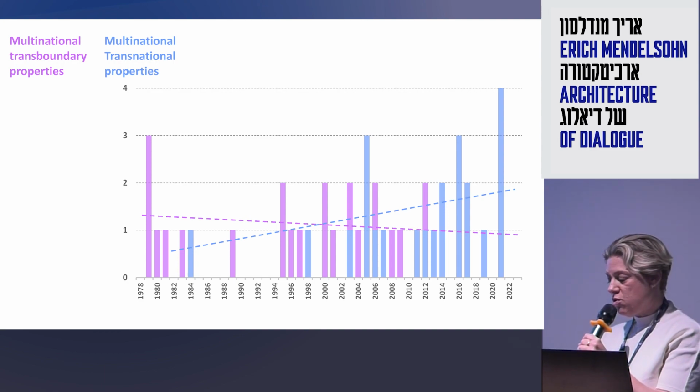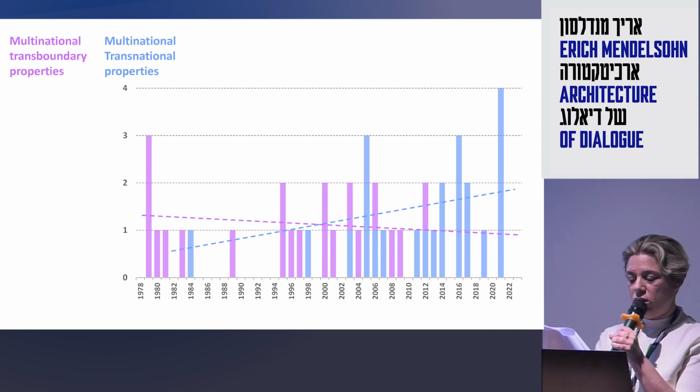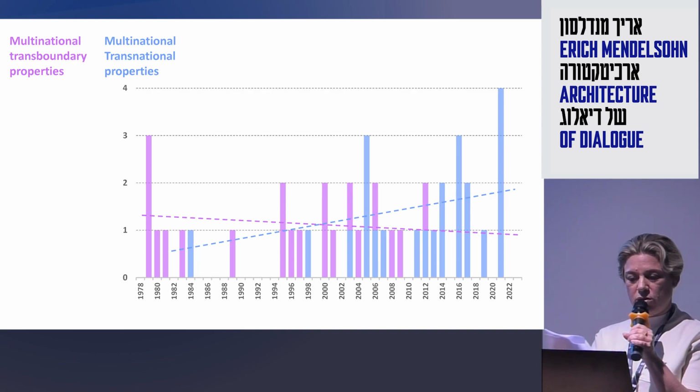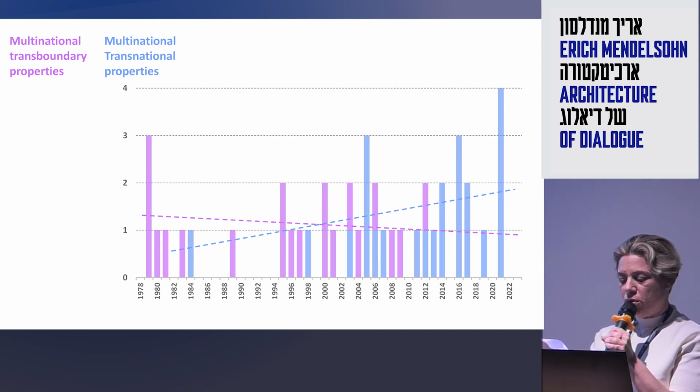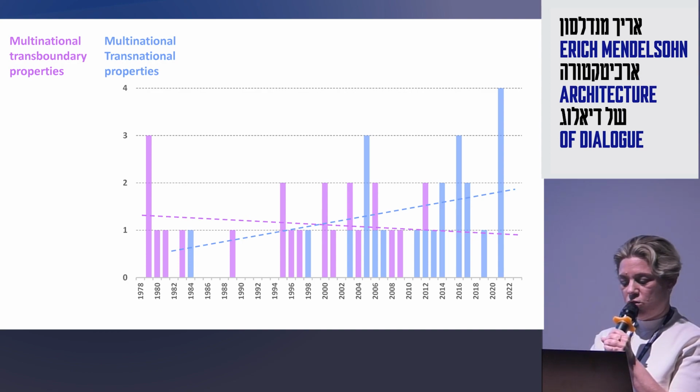Following graph shows the distribution of transboundary versus transnational properties along the years. We see a clear shift, also evident in the marked trend lines. Property types change from violet colors, transboundary, in the 1980s and 1990s to light blue, transnational, in the last 20 years.